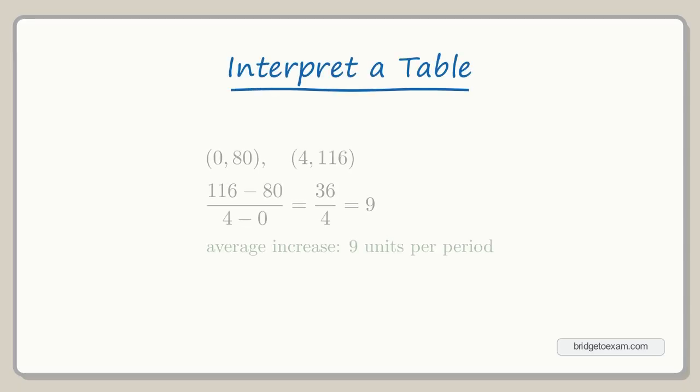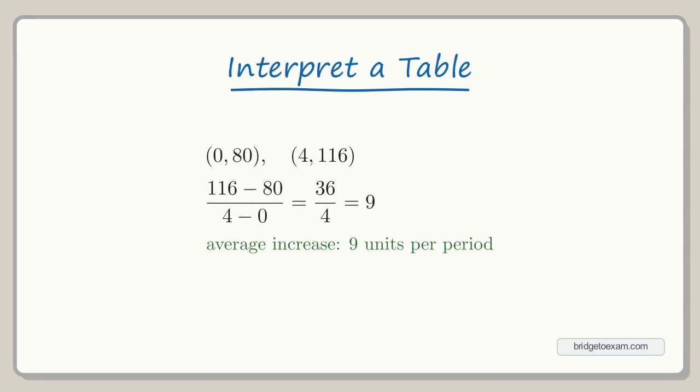If a table gives points 0, 80, and 4, 116, the average rate is 9. Do not stop at the number. Say the quantity increased by an average of 9 units per time period.